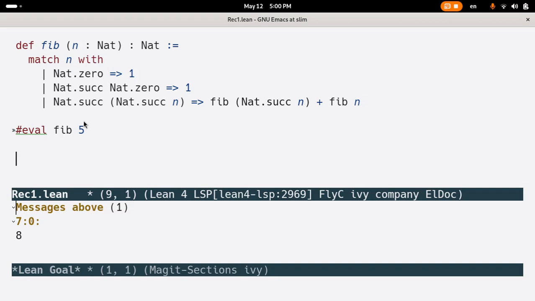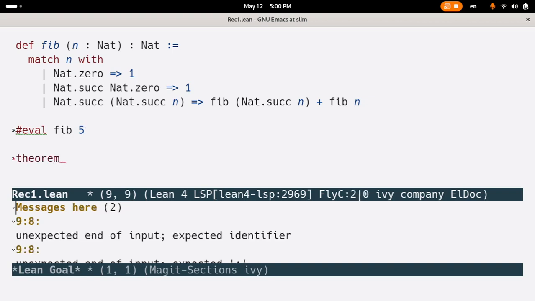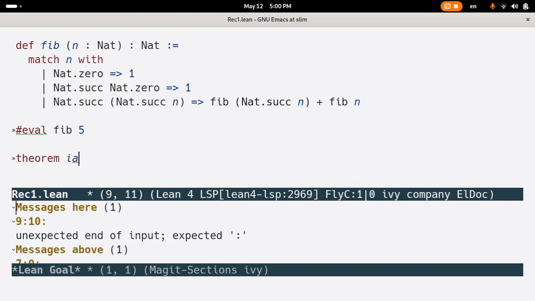So let us prove our first theorem for this lecture. So the theorem I am going to prove is, let me call this I am therefore I am. We are going to parameterize this with a proposition, and the theorem is just that P implies P holds. So far we have seen how to introduce and, or, and true, but here we have a different connective, so we have the implication.